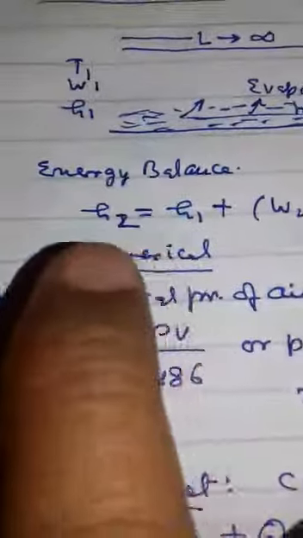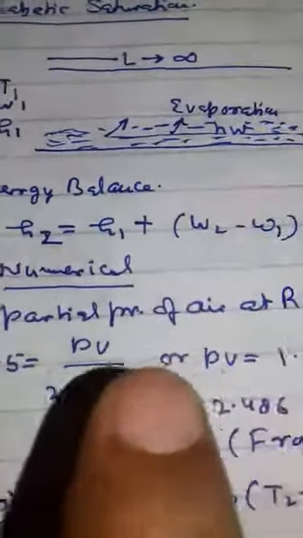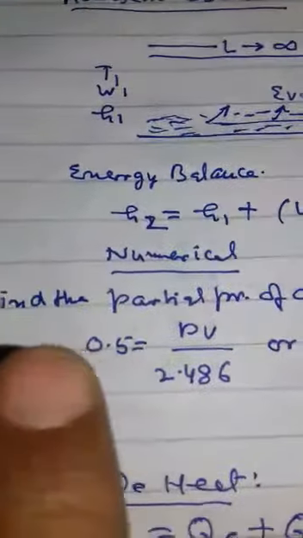So we get the final relationship for H2, and that H2 is given by H1 plus (W2 minus W1) into HW. This is the final equation. If we have to find out the enthalpy of the outlet air, we can directly use this relation. We can get it. Now, one numerical we have given in this.